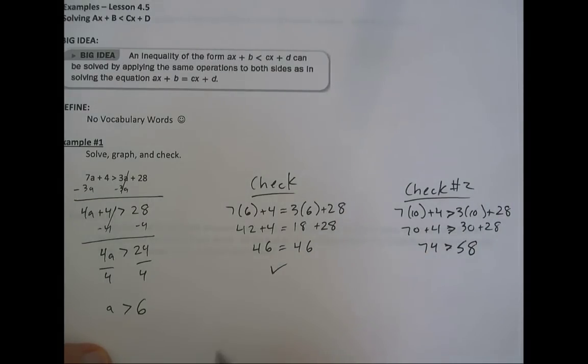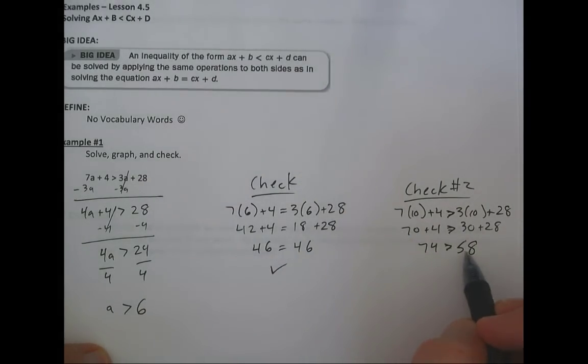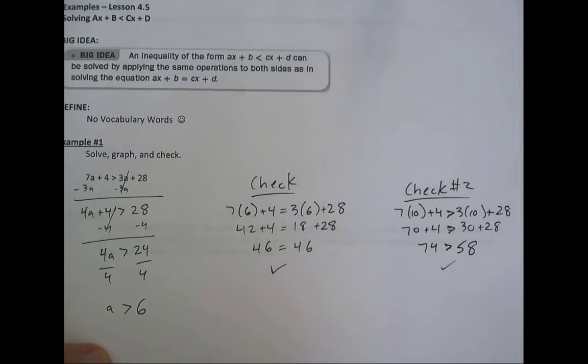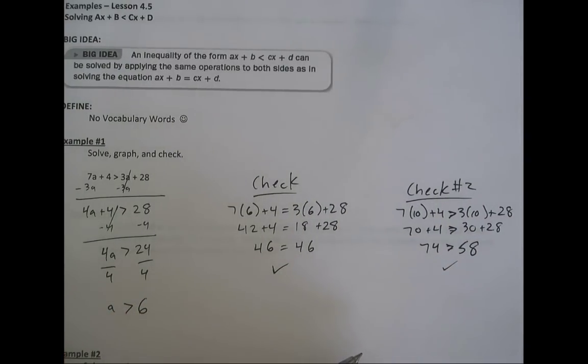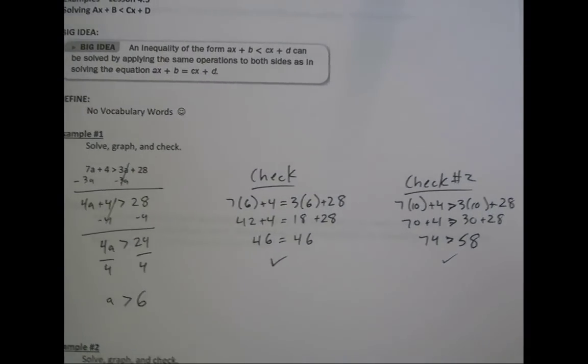That's how I noticed. So we got to say, is this statement true? Is 74 greater than 58? Yes, it is. Now, if it says 74 is less than 58, we know we've got an issue with the direction that this is facing. All right, so there's your basic one. Let's slide down to example number 2.